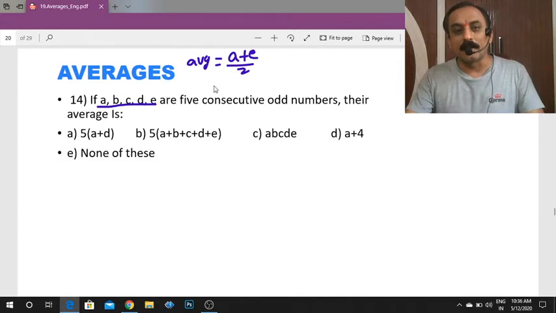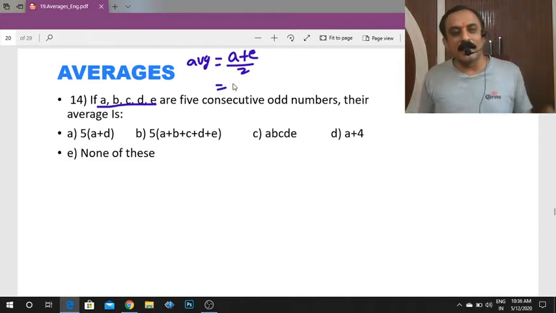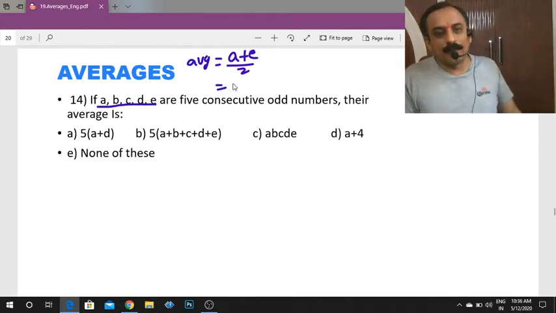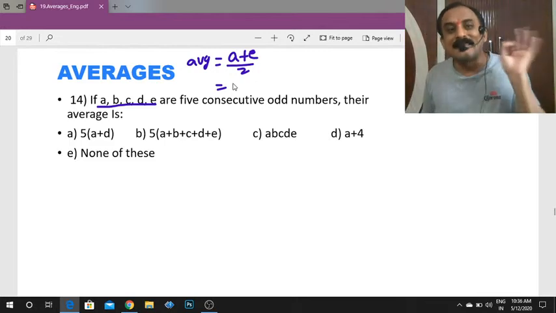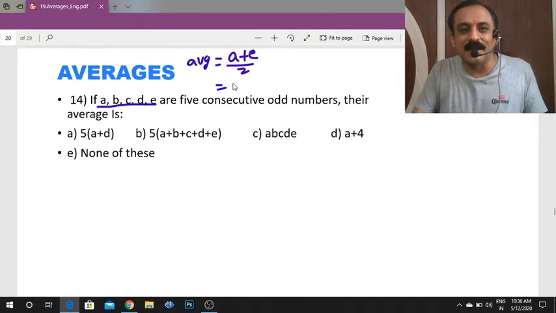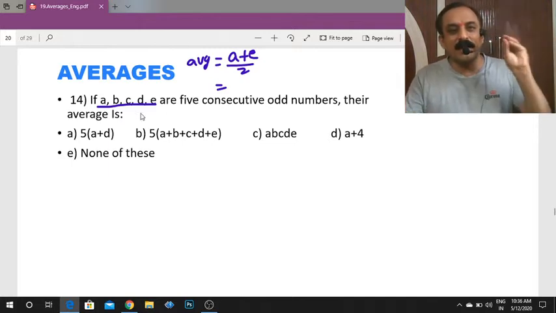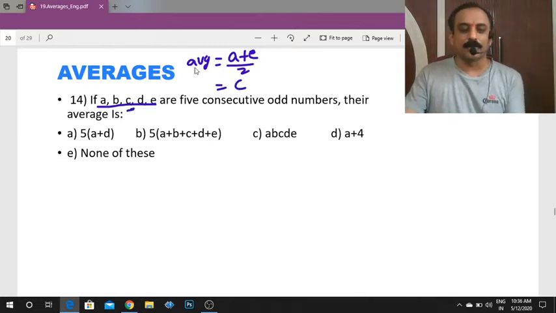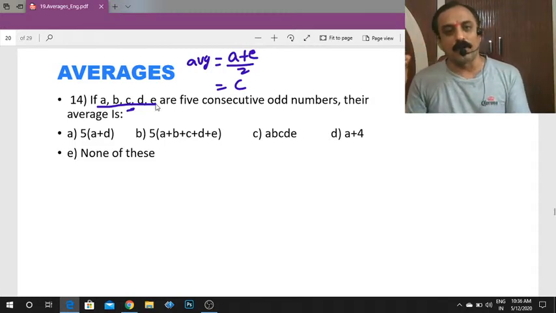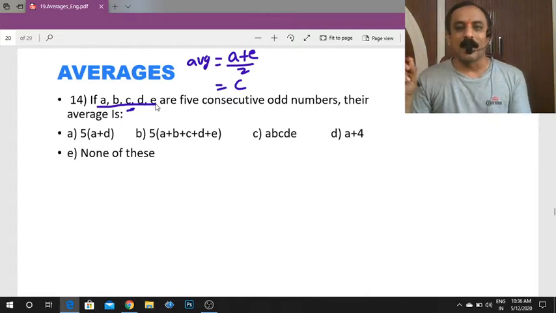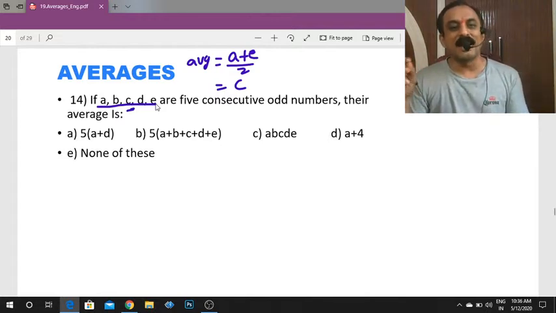That is a right answer, and one more answer is there. If the number of observations is odd, exactly the middle number is the average. Here A, B, C, D, E are five numbers. Out of five numbers, what is the middle number? C is the middle number, so C is the average. So the average is A plus E by 2, or the middle number C.